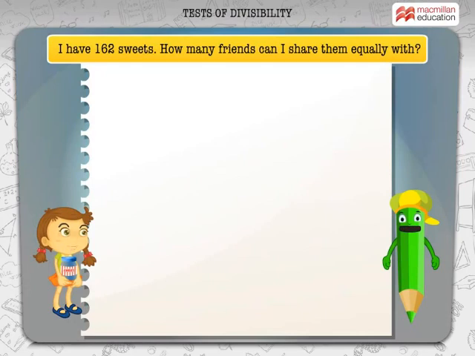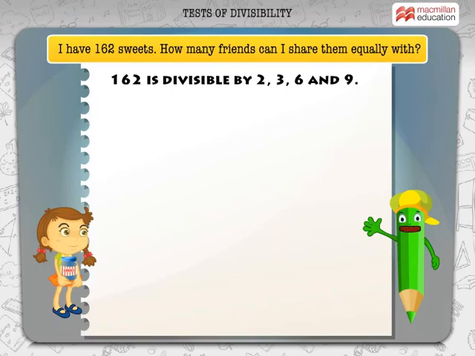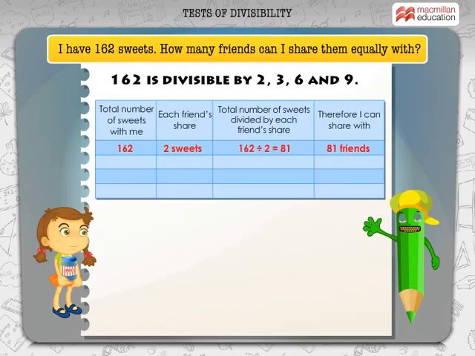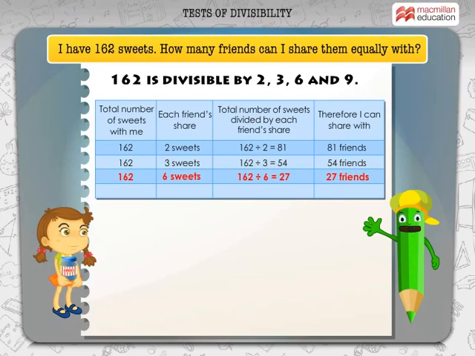Let's see. I have 162 sweets. 162 is divisible by 2, 3, 6 and 9. If each friend gets 2 sweets, you can share it with 81 friends. If each friend gets 3 sweets, you can share it with 54 friends. If each friend gets 6 sweets, you can share it with 27 friends. If each friend gets 9 sweets, you can share it with 18 friends.